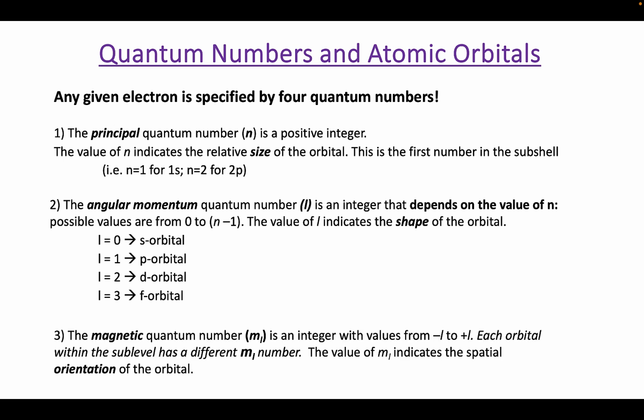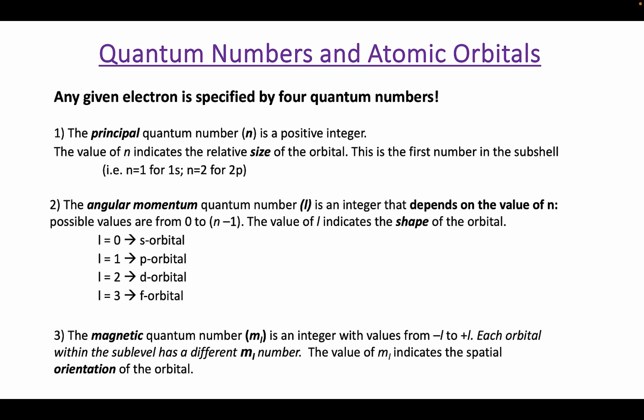Second to last, we have the magnetic quantum number, ml. This is an integer from negative L to L. So if L is 0, it can only be 0. If L is 1, it can be negative 1, 0, or positive 1. And this indicates the spatial orientation. Each orbital has a different ml number. So this is where we have 3 different p orbitals. There are 3 different options for ml. We have 5 different d orbitals. So there are 5 different options for ml.